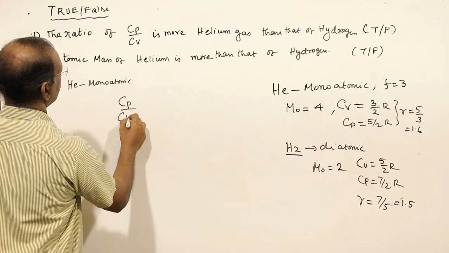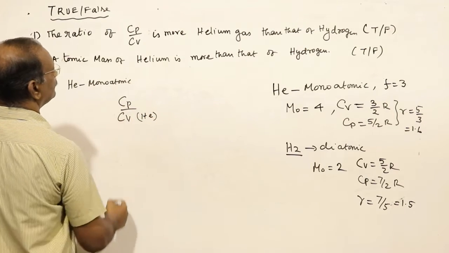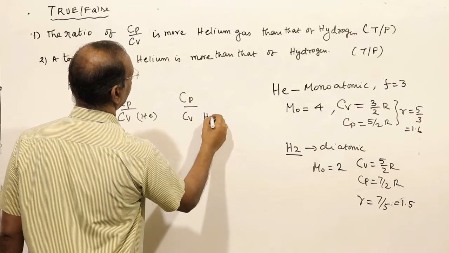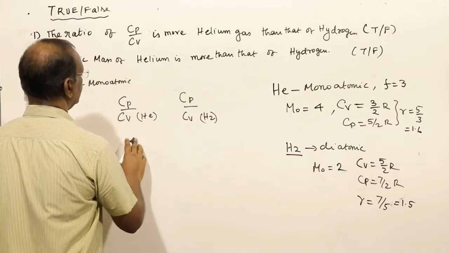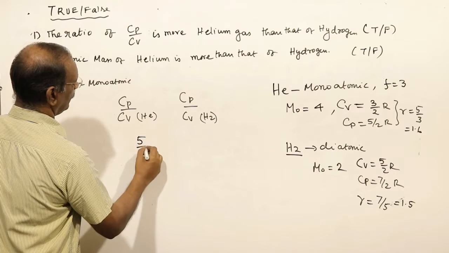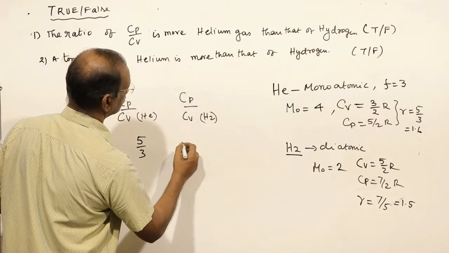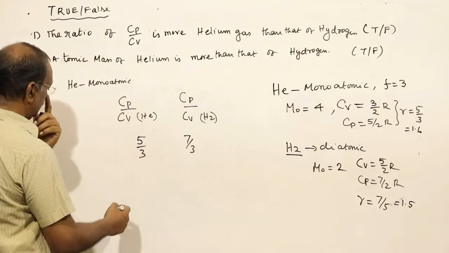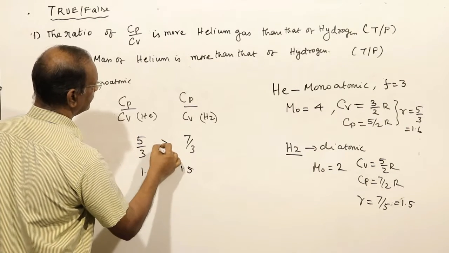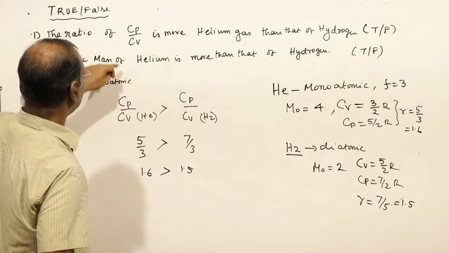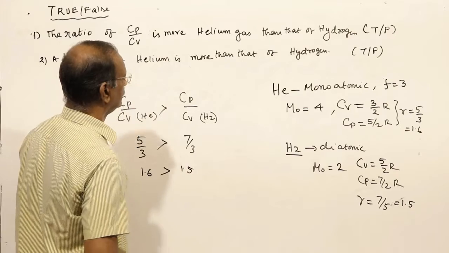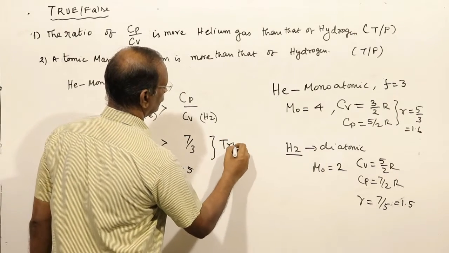The first question is that the ratio of Cp by Cv is more for helium. Cp by Cv for helium and Cp by Cv for hydrogen. What is Cp by Cv? That is gamma, which is equal to 5 by 3 for helium and 7 by 5 for hydrogen, which is 1.6 and 1.4. It means this is greater. So therefore Cp by Cv for helium is greater than that of hydrogen. That is, the first question is true.